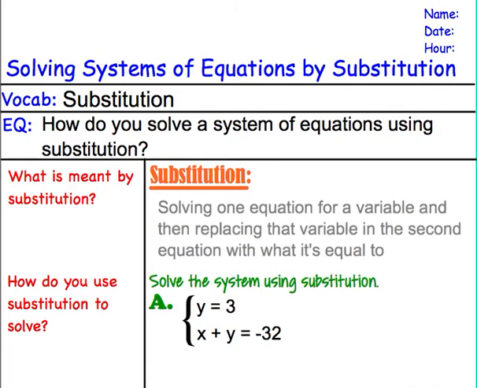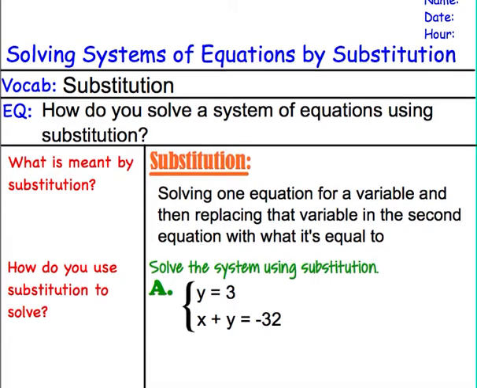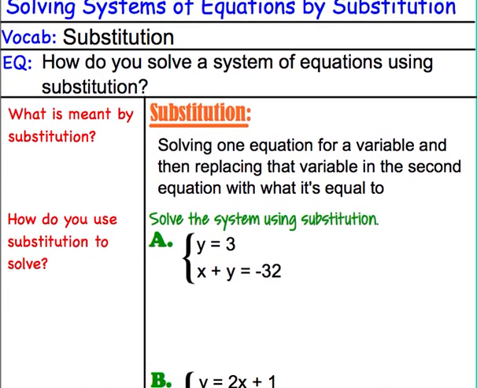What we mean by substitution is solving one equation for a variable and then replacing that variable in the second equation with what it's equal to. Now I know that sounds kind of complicated, but once we start going through some examples, you'll get the picture. So let's first start with a simple one to refresh your memory.